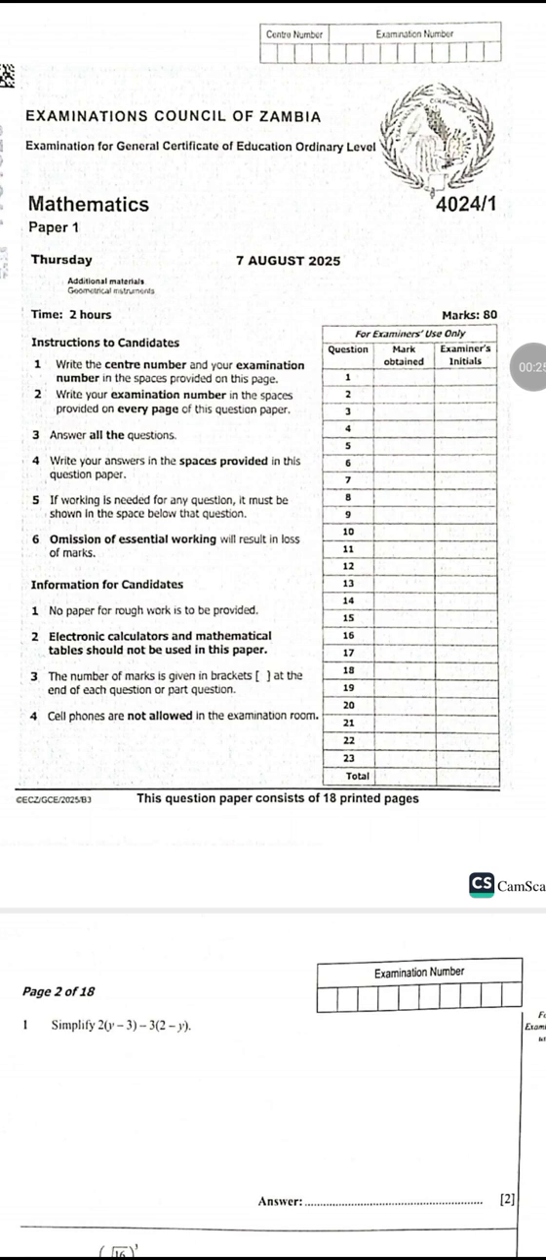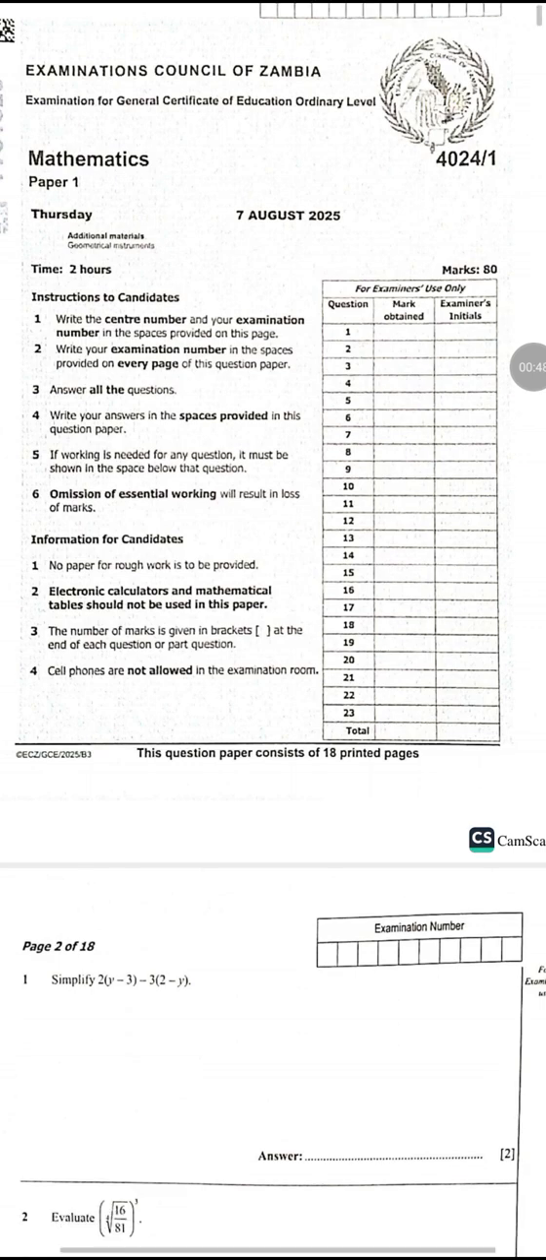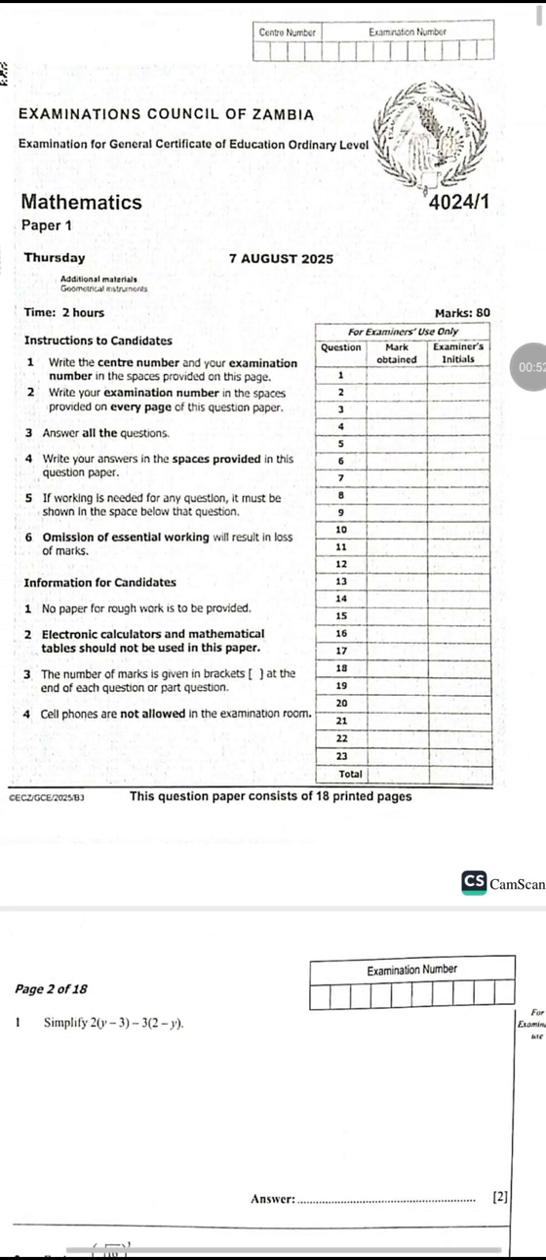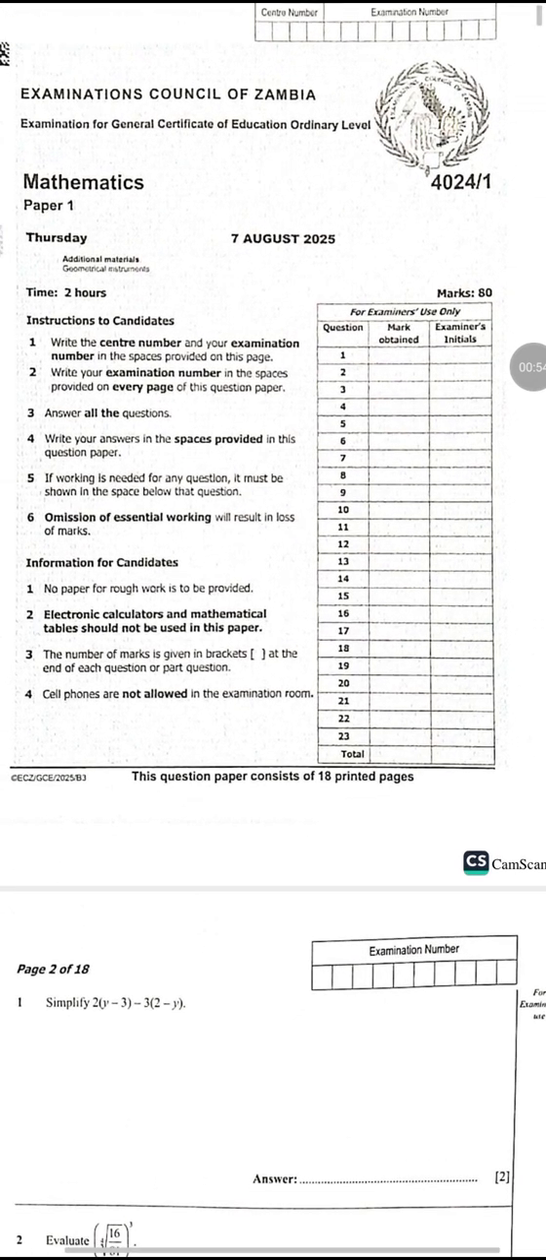Okay, so as you can see, I want to give you the overview of Mathematics Paper 1 for the 2025 GCE. Please make sure you see the format. It is very important to note the format of the exams your friends actually wrote, so that you can try by all means to predict how your exam is going to be. This is Mathematics Paper 1, and I'm going to take you through all the questions so that you get the overview of the paper.